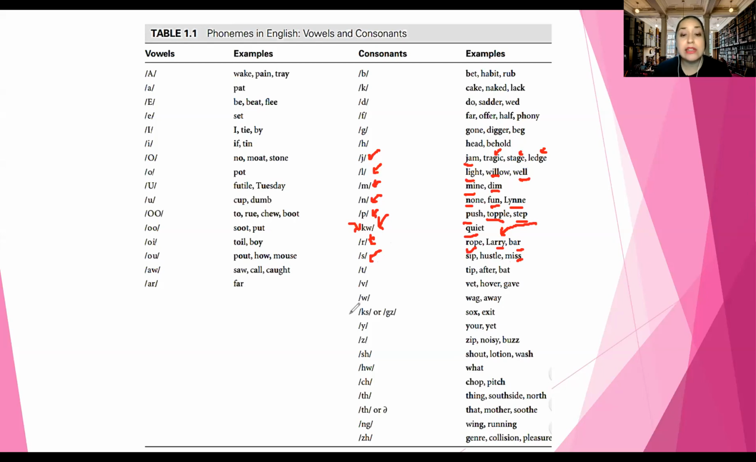It's not as strong as the Z, okay? So it's only Z. T: tip, after, but.